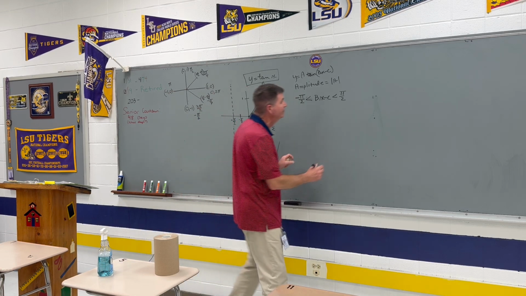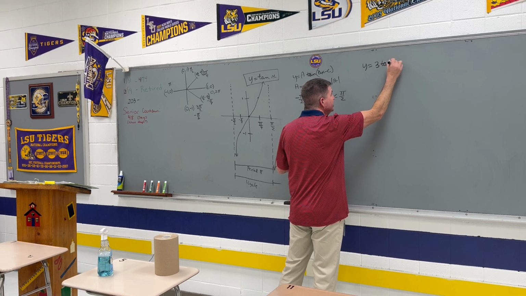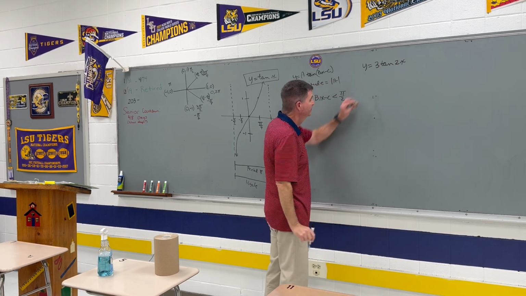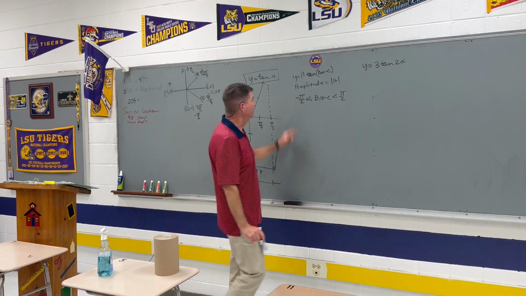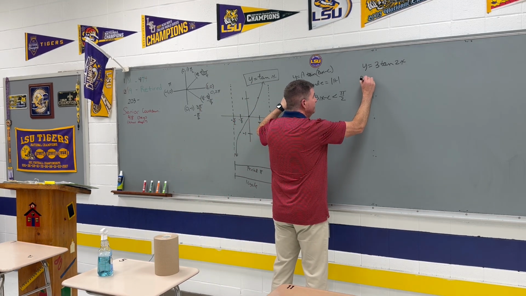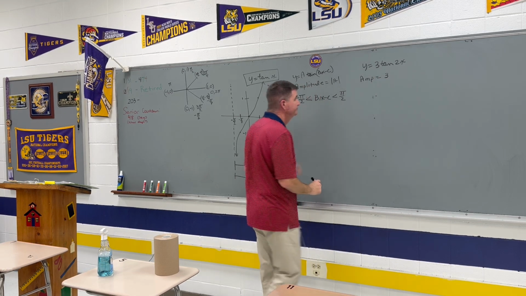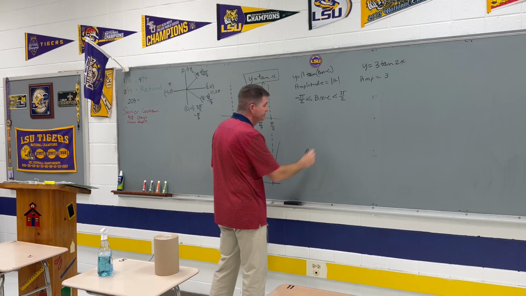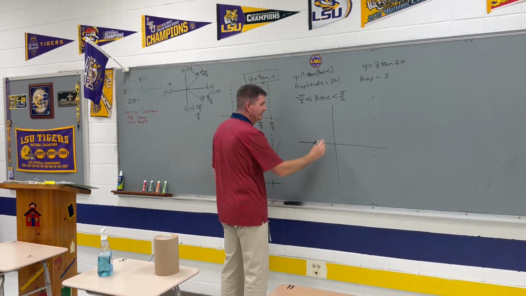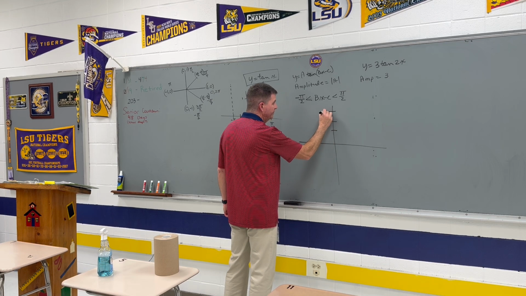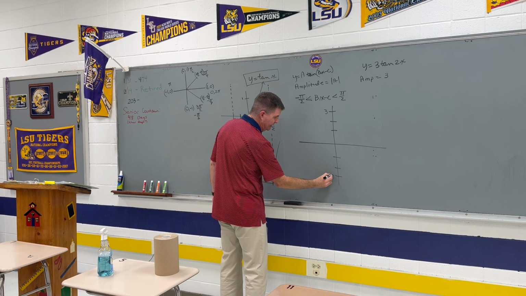So if I have, for instance, y equals 3 tangent of 2x, and they expect us to graph this, well, the first thing we need to know is our amplitude. And our amplitude is the absolute value of 3, which is 3. I will draw it right here on the board. That means that at 3 and -3 are our amplitudes.